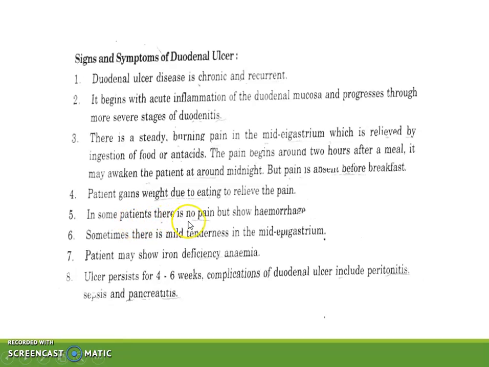In some patients, there is no pain but hemorrhage is shown. Sometimes there is a mild tenderness in the mid-epigastrium. Patient may show iron deficiency anemia. Ulcer persists for 4 to 6 weeks. Complications of duodenal ulcer include peritonitis, sepsis and pancreatitis.